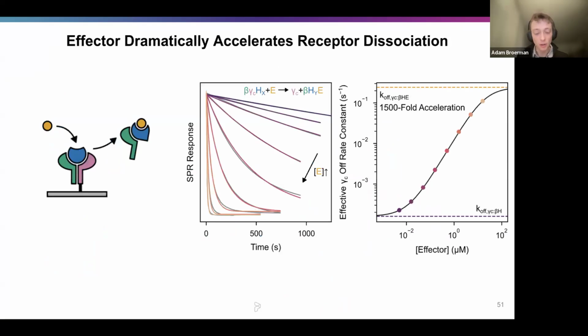Okay, so we did similar SPR experiments as before with that receptor chain down on the chip. We pre-associated the cytokine receptor complex, and then we flowed over effector and watched that cytokine receptor chain dissociate. What we see is that at low or no effector concentration, that dissociation rate is very low, but as we increase effector concentration, it gets faster and faster. And again, we see a similar hyperbolic response to increasing effector concentration on the receptor off rate.